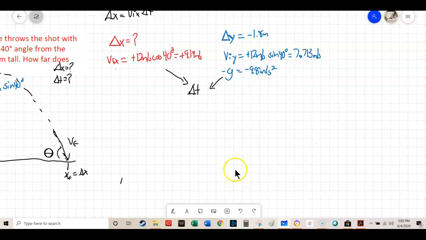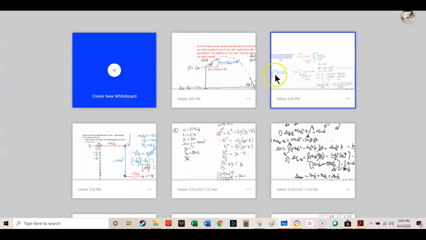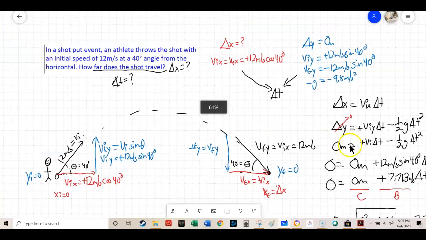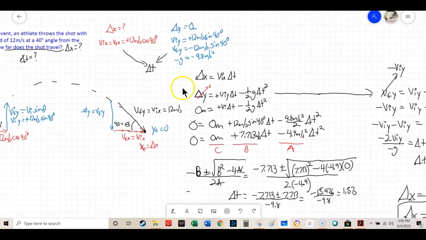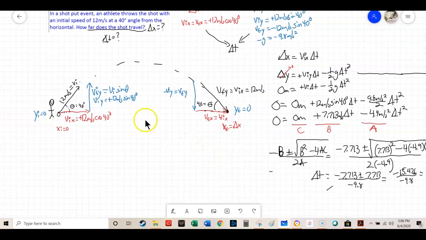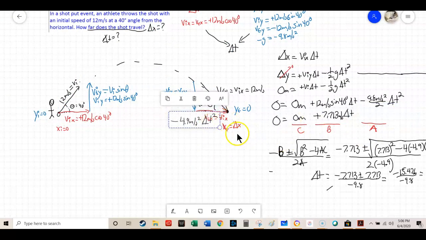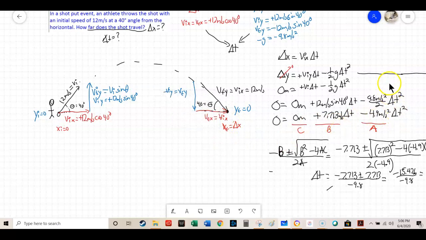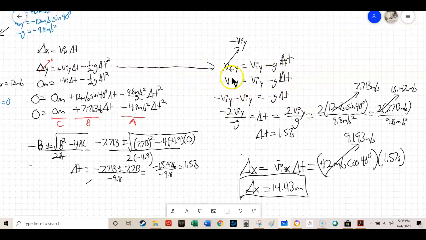Now, in our last problem, if I could show that to you, we had the option to use two methods, right? We used the y versus t curve fit, and we had to use the quadratic equation to solve it for delta t, but since this was a uniform motion, we could have also used this part here to solve for delta t too.